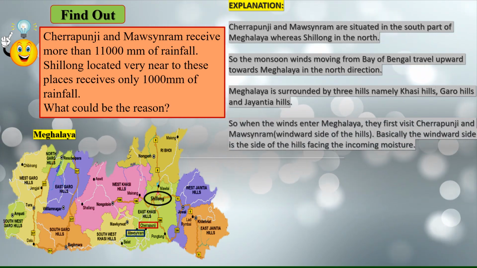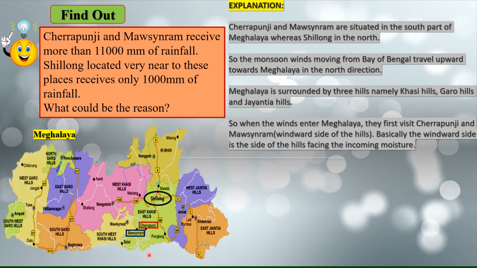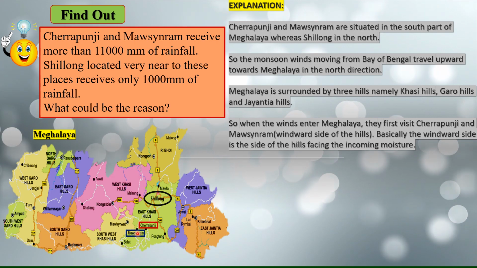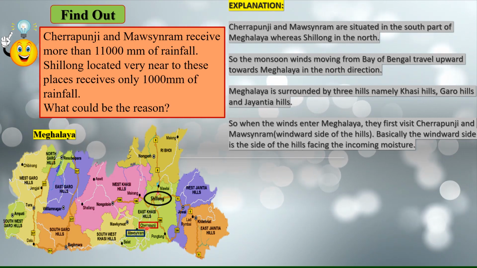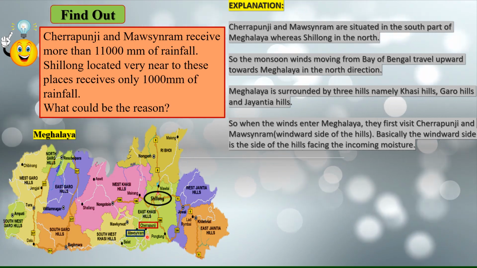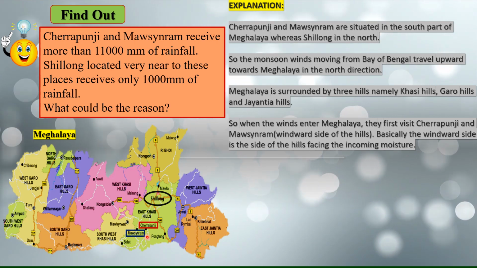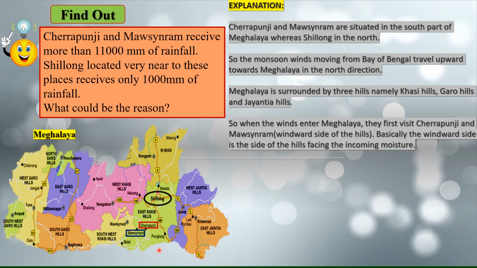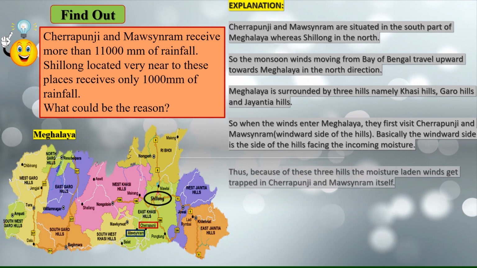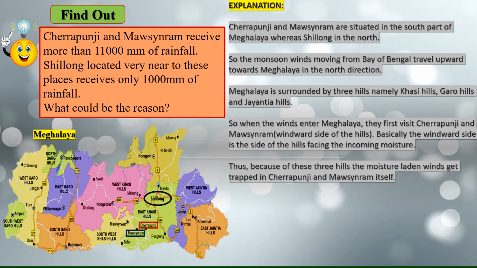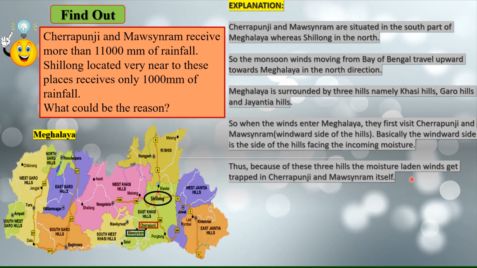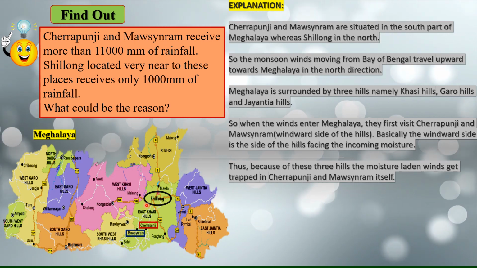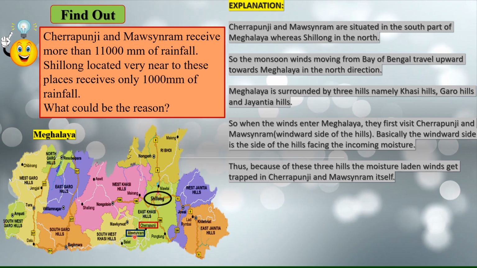So when the winds enter Meghalaya, they first visit Cherrapunji and Mawsynram, the windward side of the hills. Basically, the windward side is the side of the hills facing the incoming moisture-laden winds. Thus, because of these 3 hills, the moisture-laden winds get trapped in Cherrapunji and Mawsynram itself, and that's the reason there's heavy rainfall here.